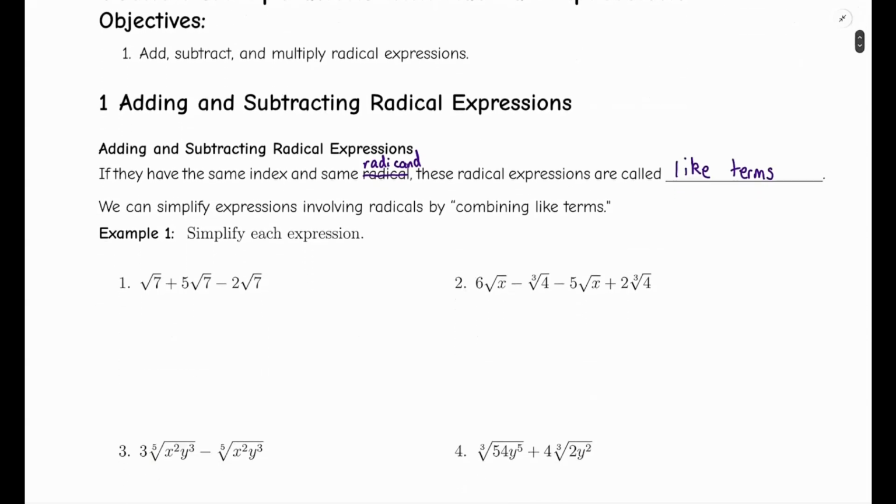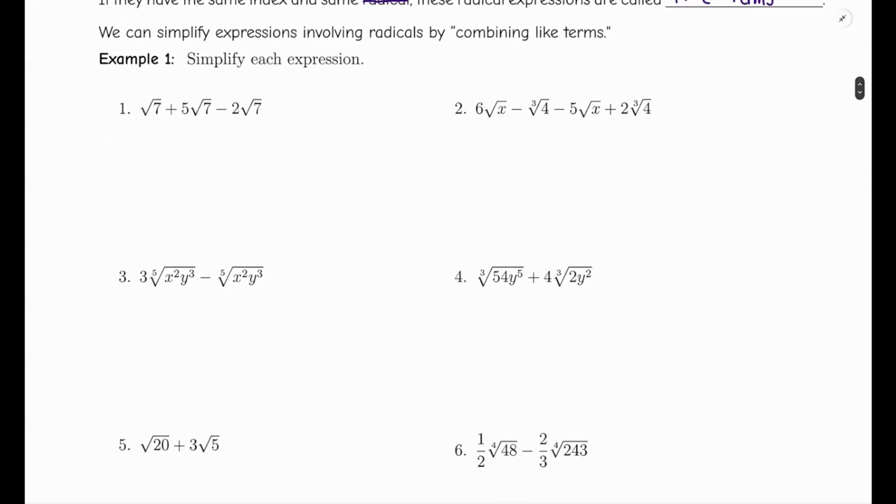Simplify each expression. Part 1, number 1: square root of 7 plus 5 square root of 7 minus 2 square root of 7. The thing we have to remember here is that there's a 1 in front of the first one. So we get 1 plus 5 minus 2, which is 4 square root of 7.